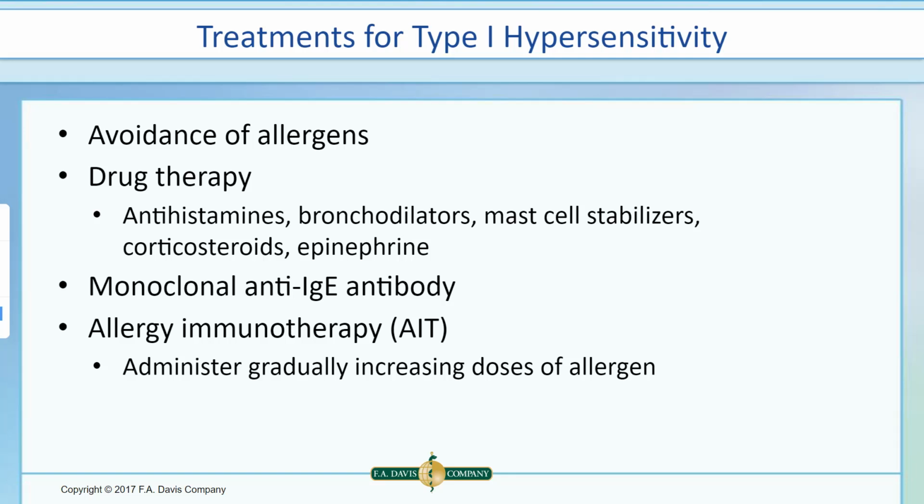There is drug therapy available: antihistamines, bronchodilators, mast cell stabilizers, corticosteroids, and epinephrine, like an EpiPen. Epinephrine opens up the airways to prevent that airway constriction during an anaphylactic reaction. There's also monoclonal anti-IgE antibody available, where we can block the activity of IgE antibody.